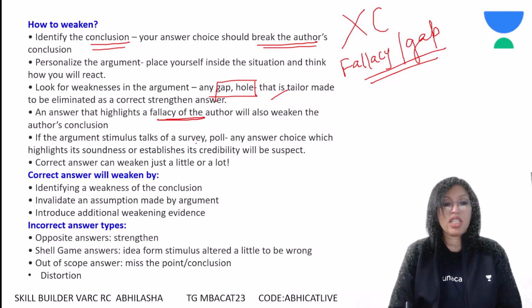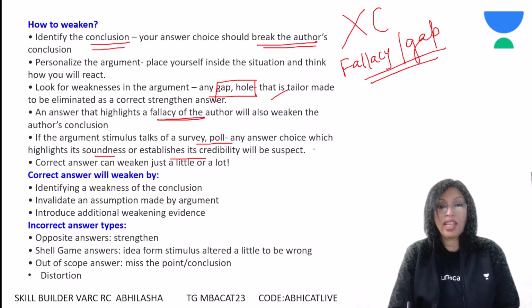If the argument stimulus talks of a survey, poll, any answer choice that highlights its soundness or establishes its credibility will not be correct. Any answer choice that proves that the survey is false could be the correct answer. The correct answer can weaken just a lot or a little, either way. Now the correct answer will weaken by how? Identifying a weakness of the conclusion. You can identify a weakness, you can invalidate an assumption made by the author, or you can introduce additional weakening evidence, and all of these will work.